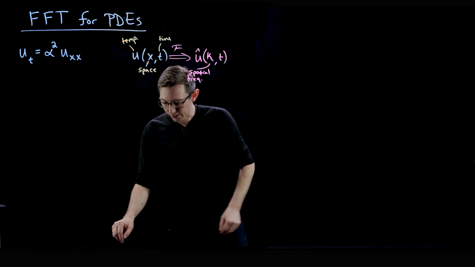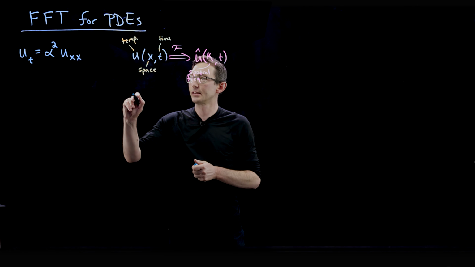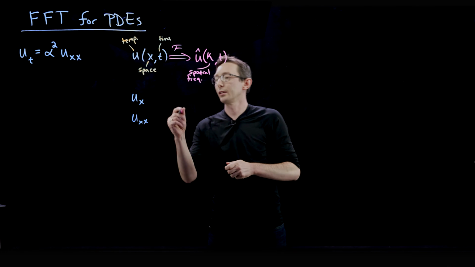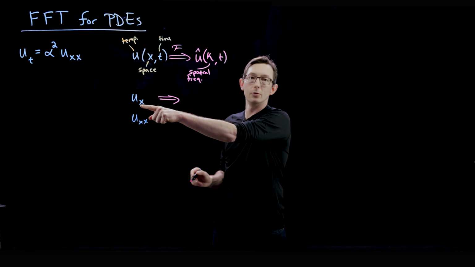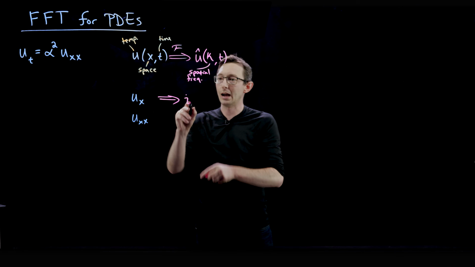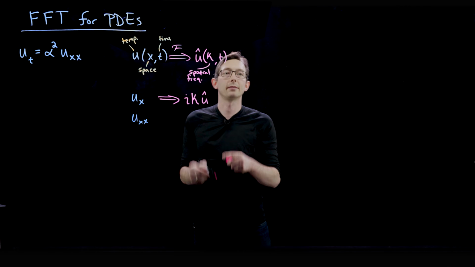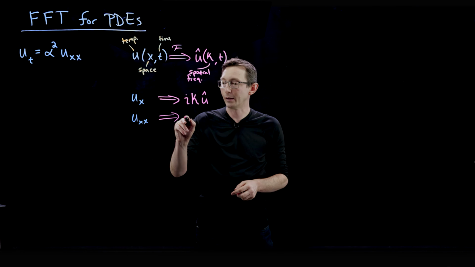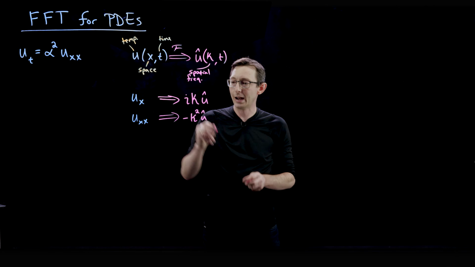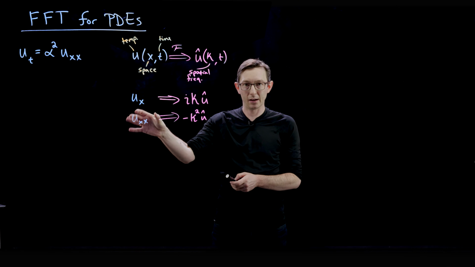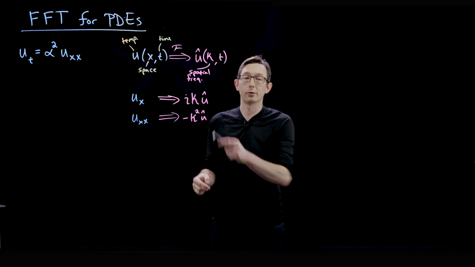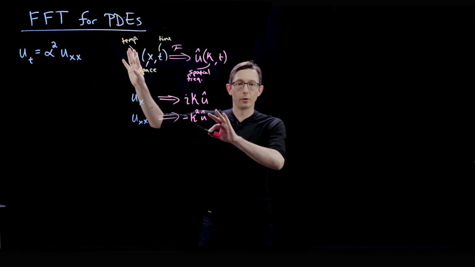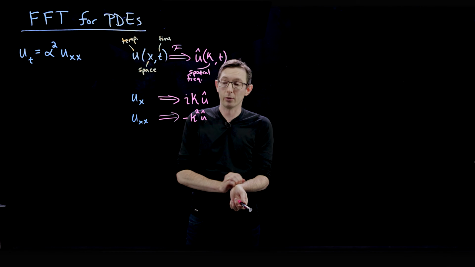Okay, and the key observation here is that if I have derivatives like u_x or u_xx, then when we Fourier transform these, what we get is this u_x derivative becomes the complex number i times kappa times u hat. If I take another derivative, that's just i squared kappa squared u hat, which is minus kappa squared u hat. So it's easy to compute derivatives in space, in this case, just by Fourier transforming and multiplying by i kappa or kappa squared.